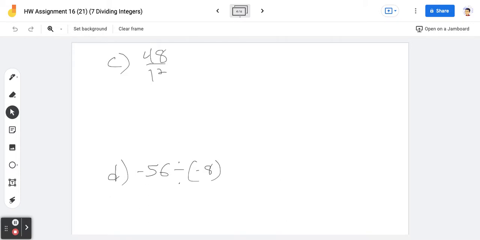Positive 48 divided by a positive 12 is still positive, a positive 4. A negative 56 divided by a negative 8 is going to be a positive 7.